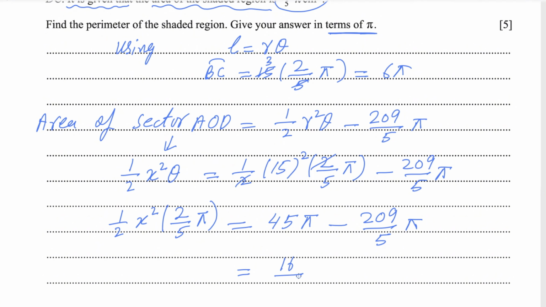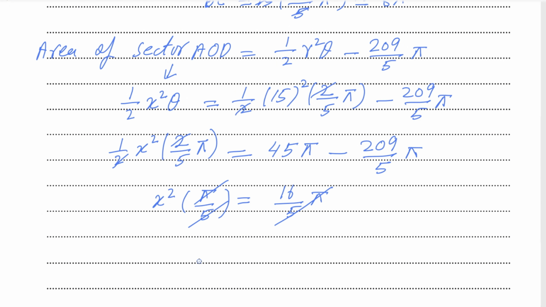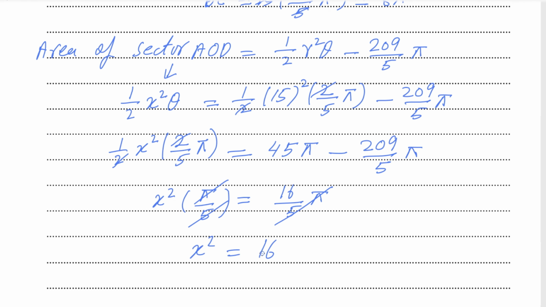It will be 16 over 5 pi. The 2 cancels from the other side, so it will be x squared times pi over 5. The pi and 5 cancel from both sides, and you get x squared as 16. Take the square root. When taking the square root we have plus and minus, but radius cannot be negative, therefore x is plus 4 only. So this is the radius of the small sector.